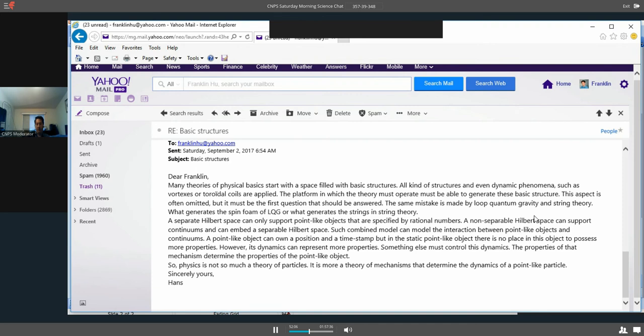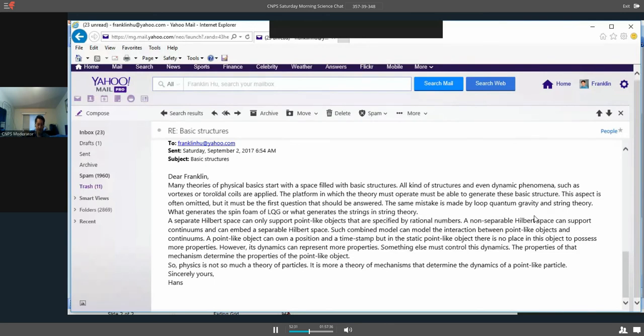Let's get on. Another point that you're making in your mail here is that the Hilbert space can only support point-like particles that are specified by rational numbers. The separable Hilbert space can only represent... Right, I was going to make that point. Separable Hilbert space, yeah, what is separable? Is there a non-separable Hilbert space that you're talking about? Yeah, there are two of them.